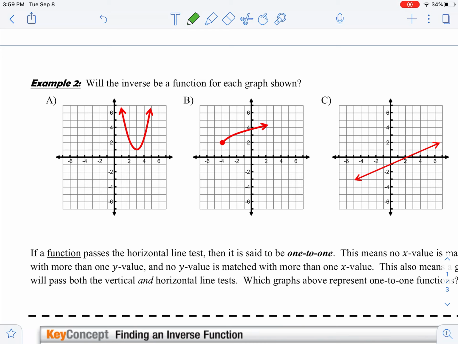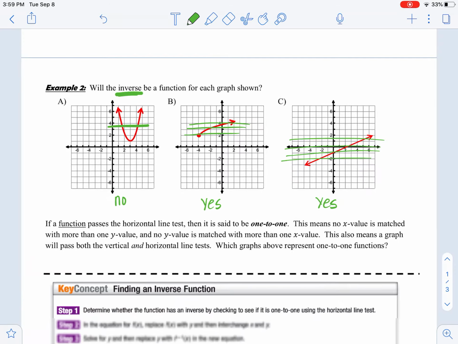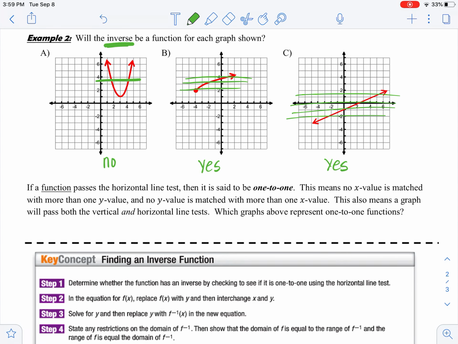So now let's answer the actual question: is the inverse a function? So we're checking for the inverse, whether it's a function. To do that, we're going to use the horizontal line test. Fails. So no, the inverse is not a function. Yes, the inverse is a function. Yes, the inverse is a function.